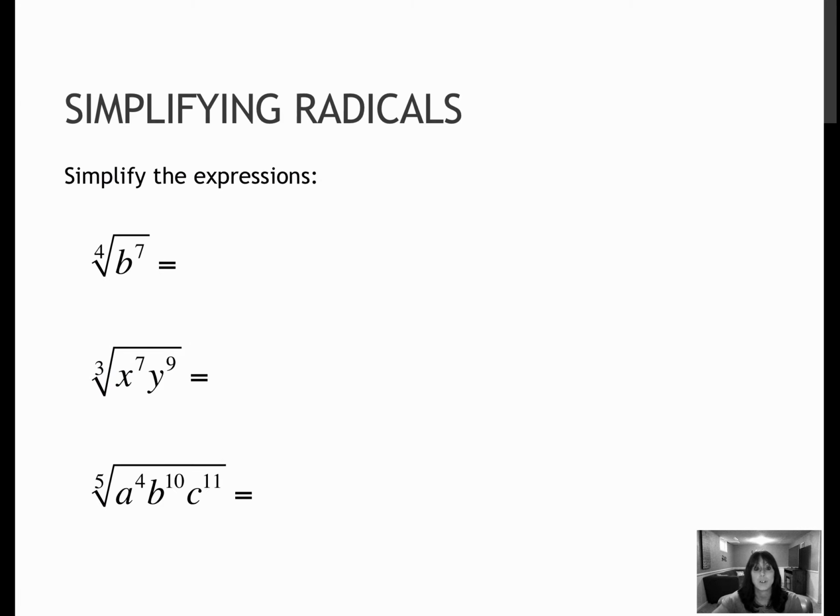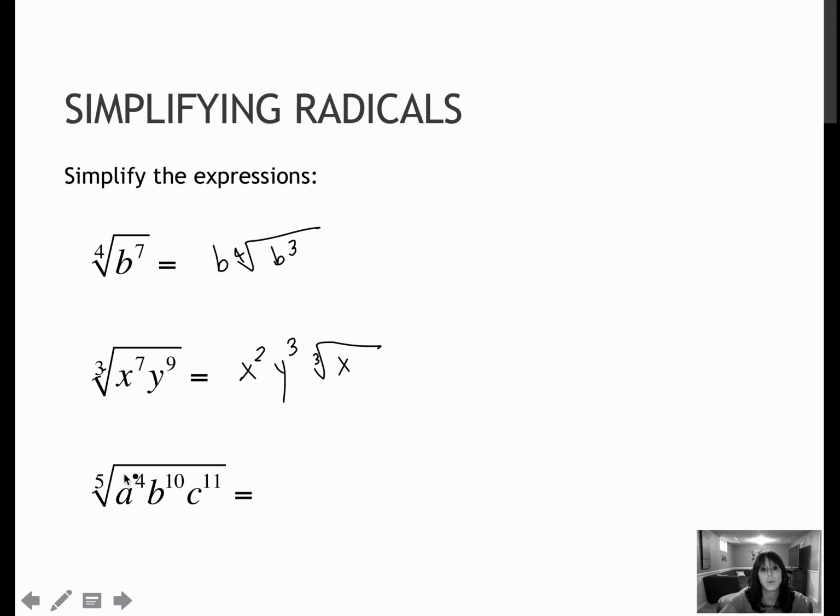So let's try these questions. Again, I'm going to use the method that I'm most comfortable with, which is dividing. So 7 divided by 4 is 1 with 3 left over. So b to the 3rd still on the inside, and then 4th root. 7 divided by 3 gives me 2 x's, but there's 1 left over. And then 9 divided by 3 gives me 3 y's with nothing left over. So that would be my simplification.